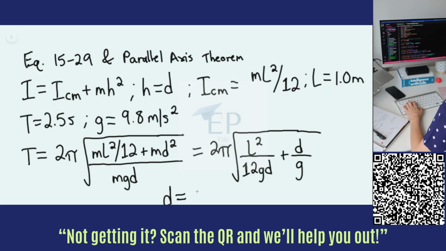d is going to equal 0.056 meters. This would be our final answer. That is the end of the solution.